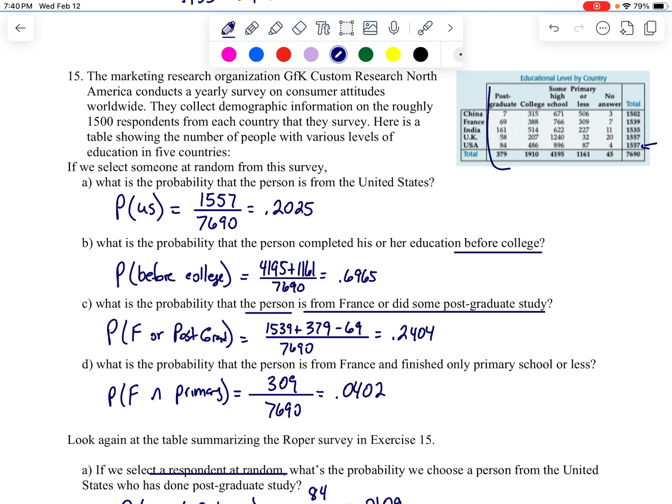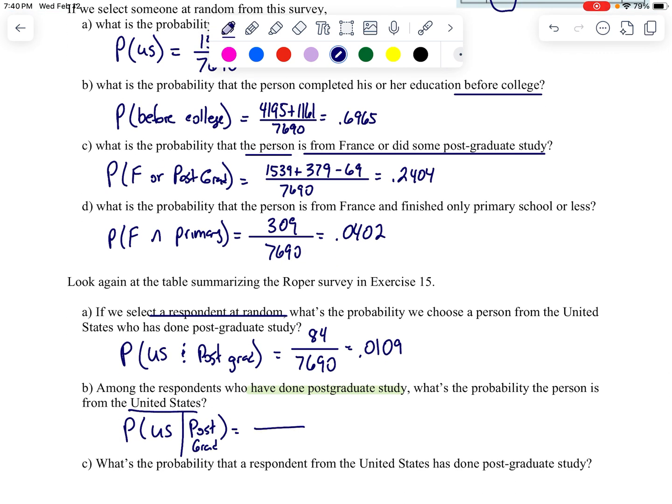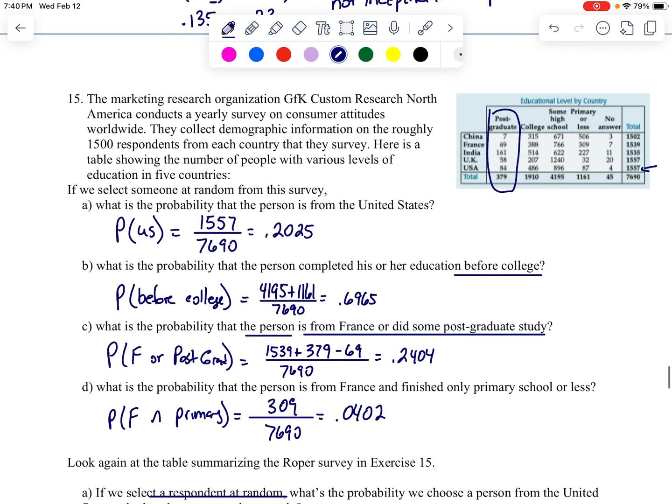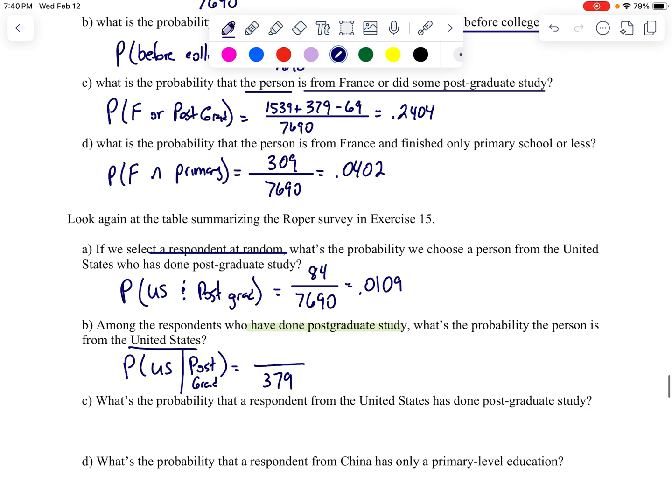We know they have done a postgraduate study. So that means that I am only looking at this column here. So my denominator becomes 379 because I'm only looking at individuals that did postgraduate study. What portion of them came from the US? 84 of them did. So that means we're going to go 84 out of 379. Okay, and that's 0.2216.